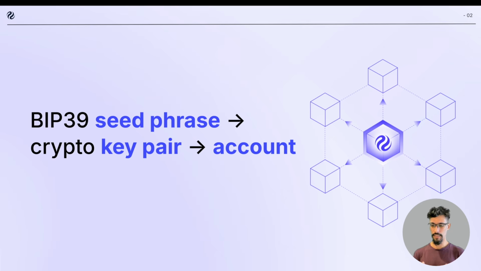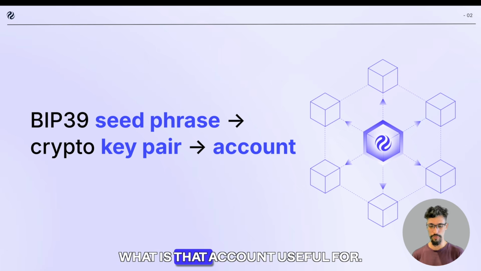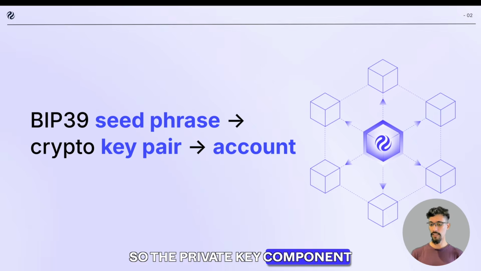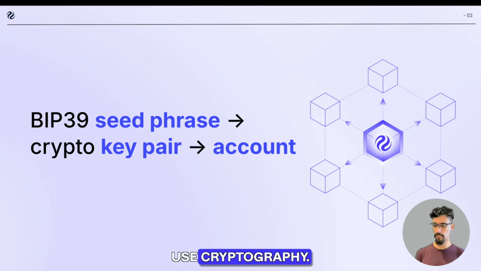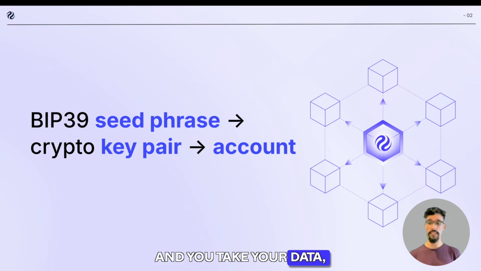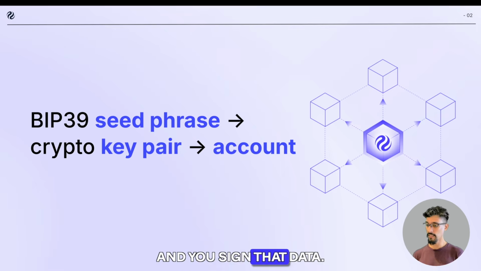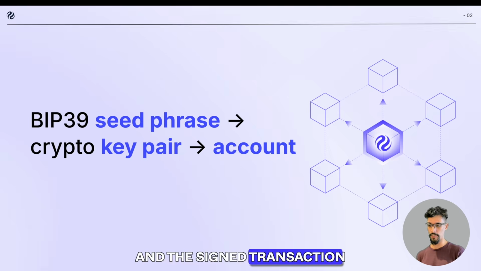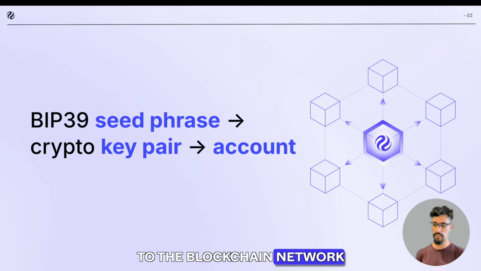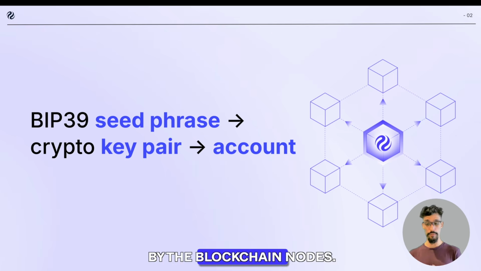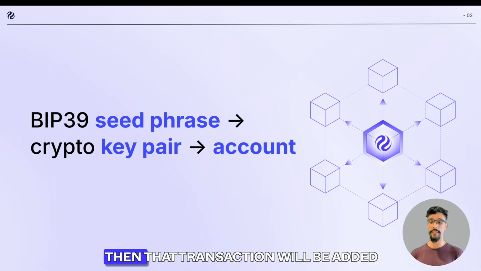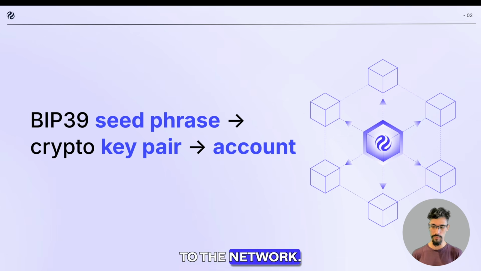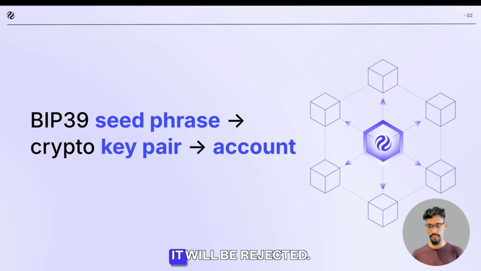But what is that account useful for, right? The private key component of that account is what you use to sign a transaction. You use cryptography and take your data, i.e. your transaction, and sign that data, and the signed transaction will be submitted to the blockchain network for verification by the blockchain nodes. If it is indeed valid, which includes checks for other things, including the signature, then that transaction will be added to the network. But if it isn't, then it'll be rejected.